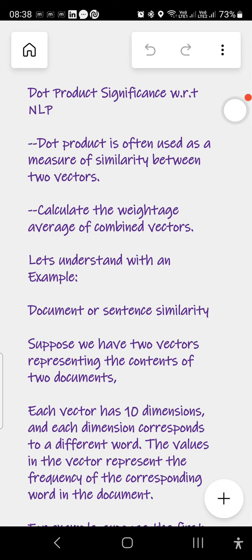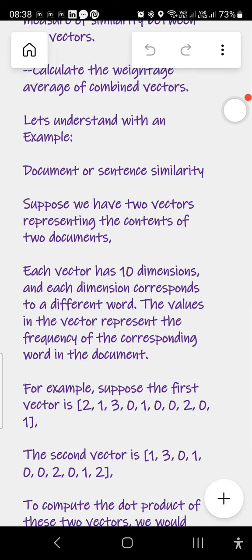Dot product is often used as a measure of similarity between two vectors. The concept to understand here is that most of the machine learning inputs that we define are defined as a vector, and dot product can help us find the similarities between two vectors in multidimensional space, and also it can be used to calculate the weighted average. So let's try to understand this with an example.